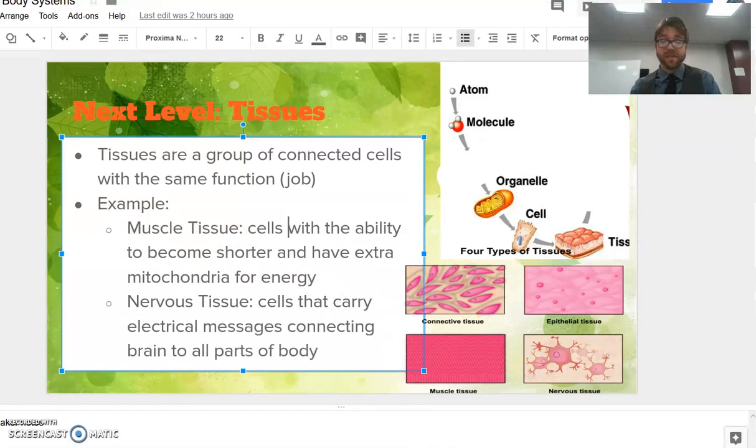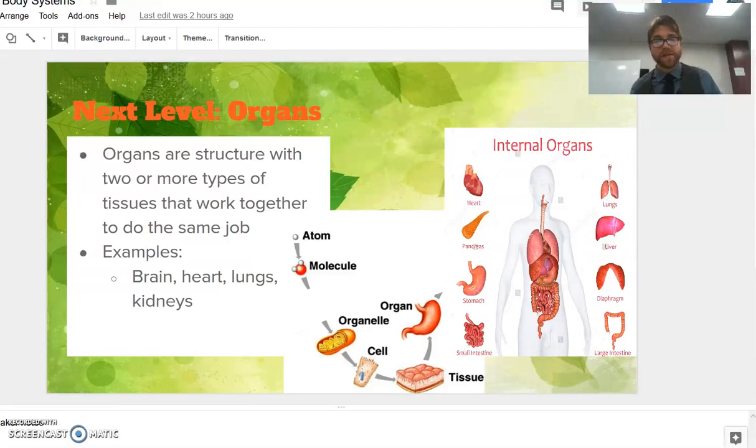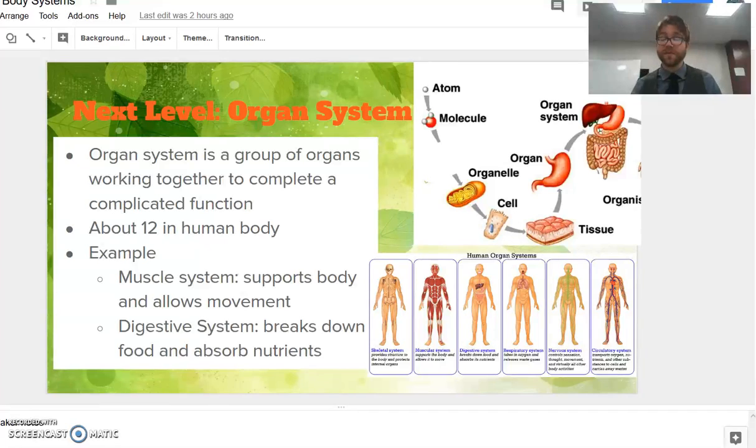Now, if we have different tissues working together, we get an organ. Organs are structures with 2 or more different tissues working together to do one type of job. So any organ like your brain, your heart, your stomach, your lungs, all those are going to be made up of different types of tissues. It could be made up of muscle tissue, connective tissue, or epithelial tissue with connective tissue, any kinds of tissues working together.